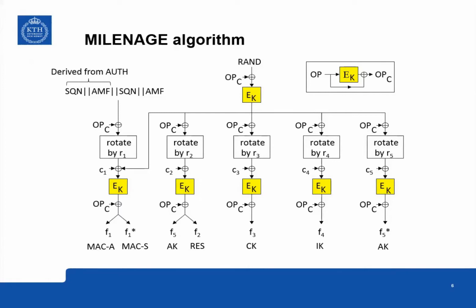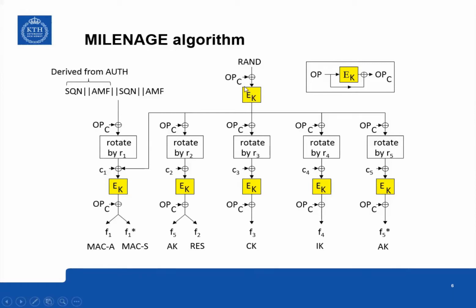MILENAGE computes these 7 functions shown below related to the Authentication and Key Agreement. Our point of interest is the block denoted by EK. Note that MILENAGE contains 6 such blocks. EK represents a 128-bit block cipher. We will attack the first one, this one.